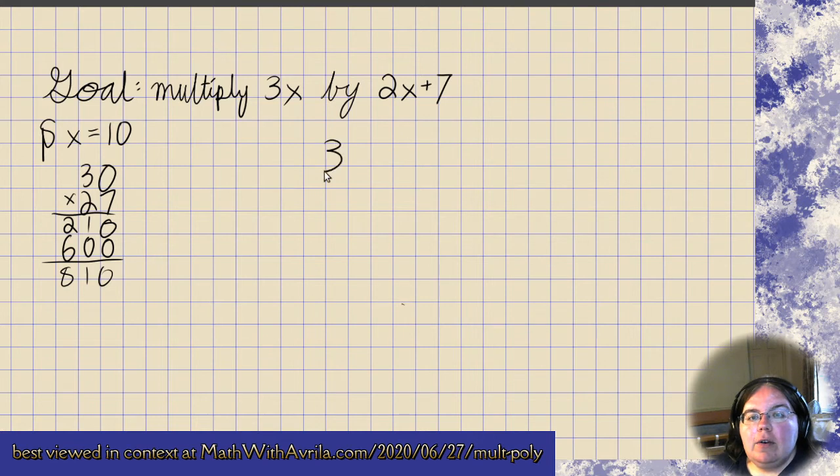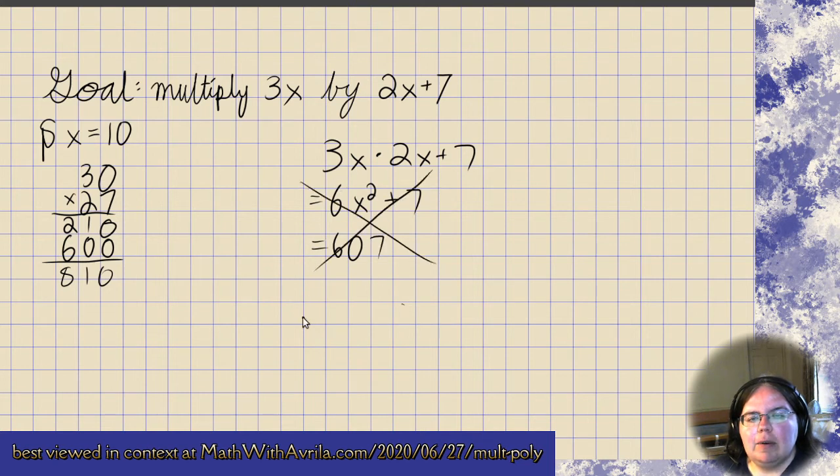So now if I say, okay, 3x times 2x plus 7. So I'm going to say, okay, that's going to give me 6x squared plus 7, which comes out to 607. Okay, something went wrong here. So what went wrong was this right here. You'll notice over here, the 30 got multiplied by the 7 as one of the steps, and that never happened here. The 3 x's never got multiplied by the 7.